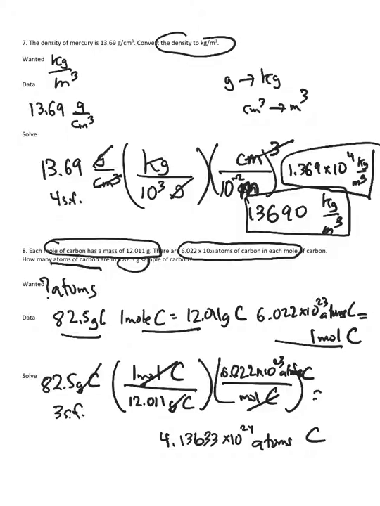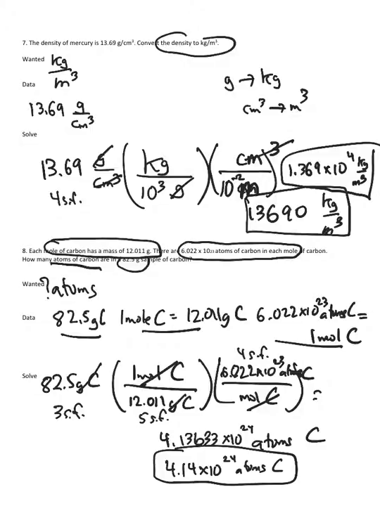3 sig figs, 5 sig figs, 4 sig figs. So my answer can only have 3 sig figs. So we have 4.14 times 10 to the 24th atoms of carbon. We got the right units. We got the right number of sig figs.